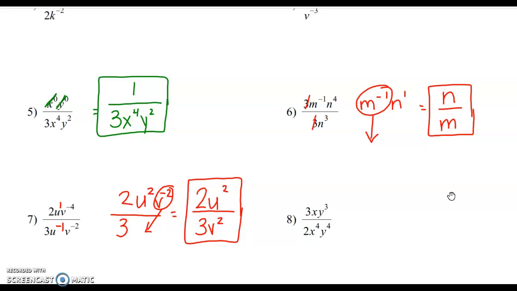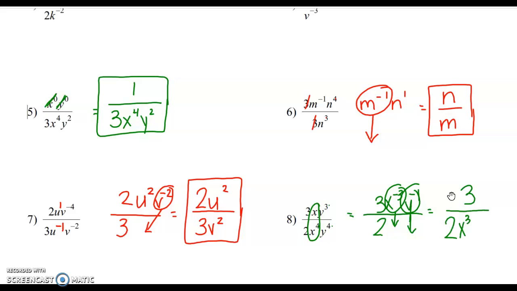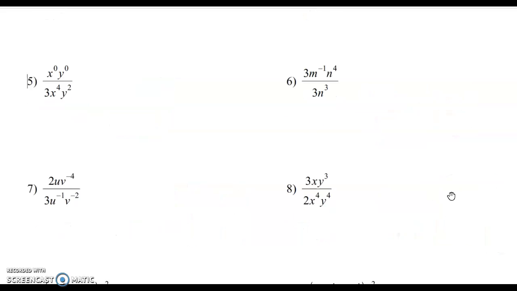Let's see, here I have 3 over 2. Again, I can't simplify 3 over 2. I've got x's on top and bottom, so x to the 1 minus 4 is negative 3. Y to the 3 minus 4 is negative 1. So then I would move my negative exponents. So 3 gets to stay on top. I have 2x to the positive 3 on bottom, y to the positive 1 on bottom. So we're now having to think about all the different properties.